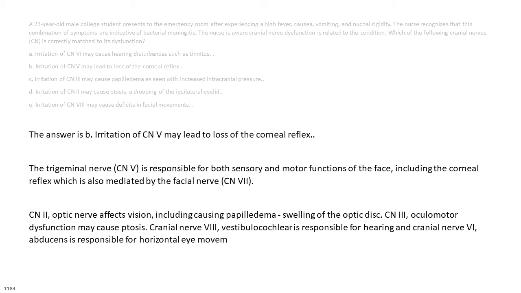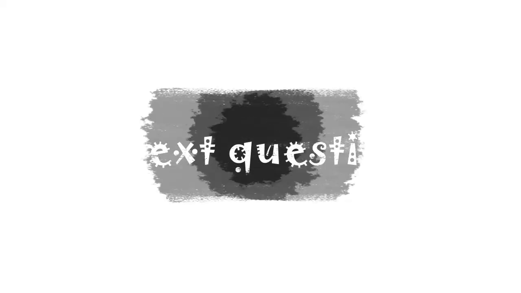CN2, optic nerve, affects vision, including causing papilledema, swelling of the optic disc. CN3, oculomotor dysfunction may cause ptosis. Cranial nerve 8, vestibulocochlear, is responsible for hearing, and cranial nerve 6, abducens, is responsible for horizontal eye movements.